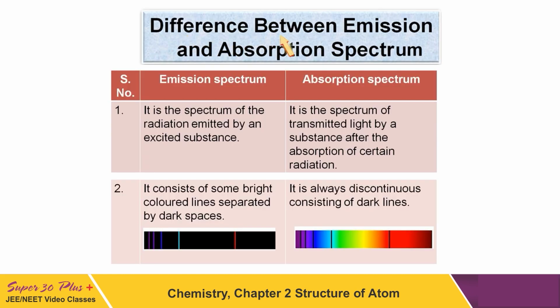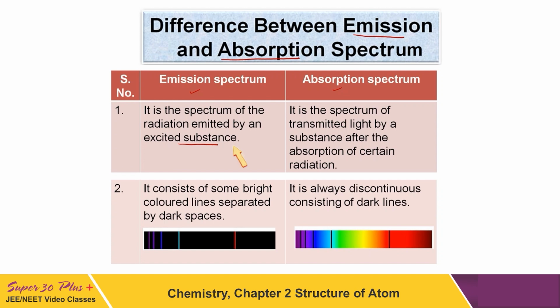Now, what is the difference between emission spectrum and the absorption spectrum? There are two major categories of spectrum, emission and absorption. As the name suggests, in the emission spectrum, there is an emission of waves. What is the emission spectrum? It is the spectrum of the radiation emitted by an excited substance. Excited means the substance which is in the higher energy state.